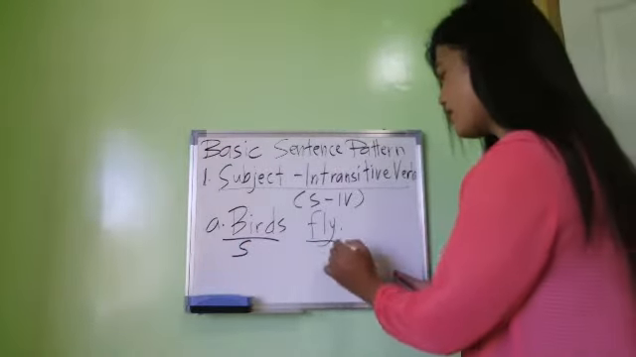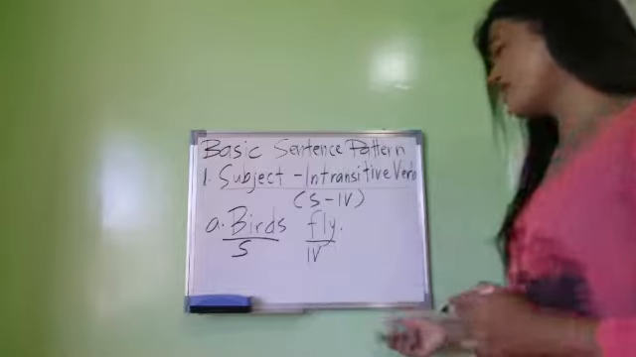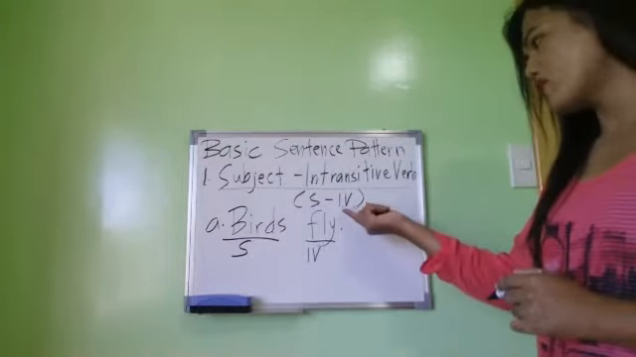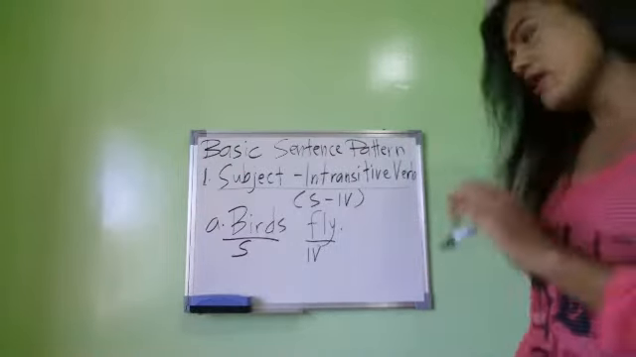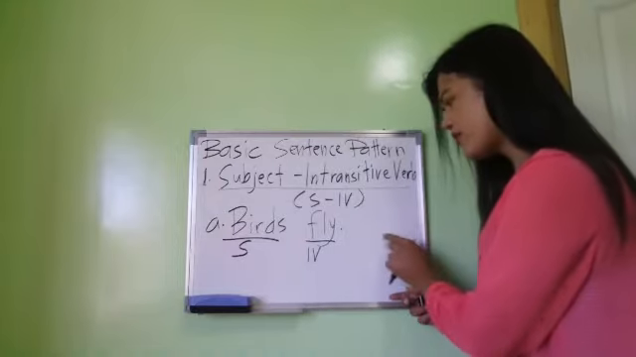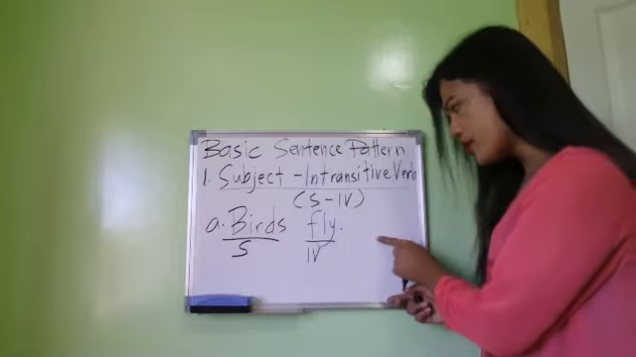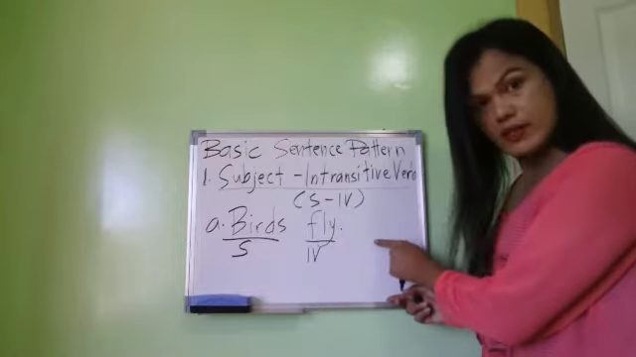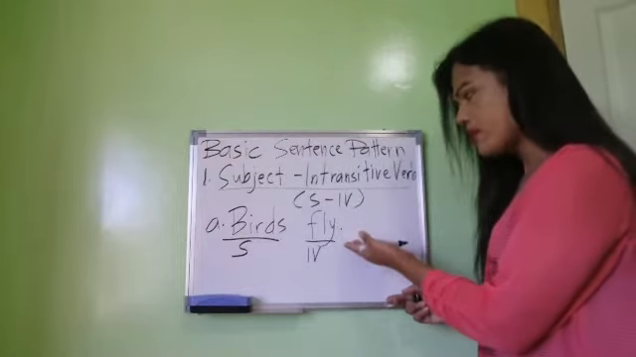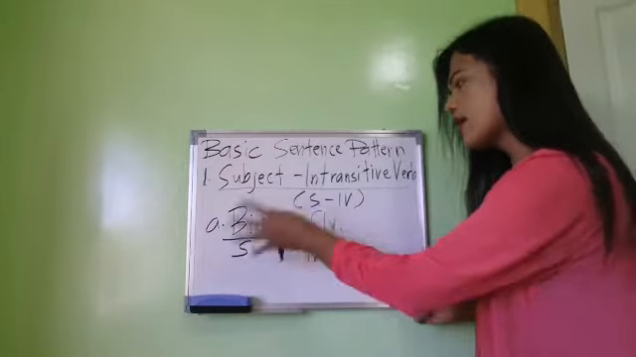And this is your intransitive verb. Why is it called an intransitive verb? Because there is no object after the verb fly. There is no noun or pronoun. So it's simply like this.